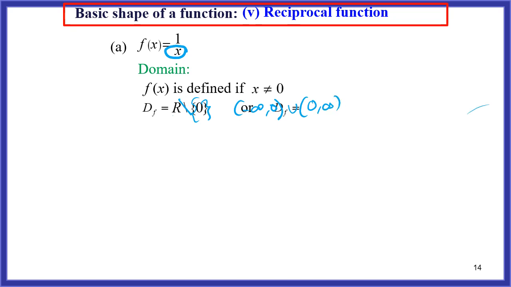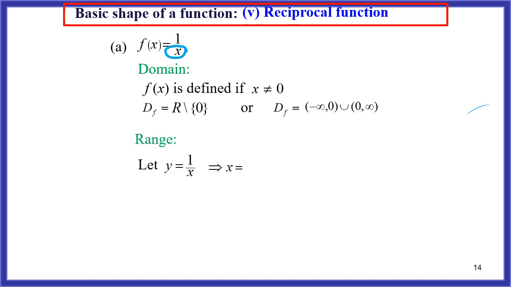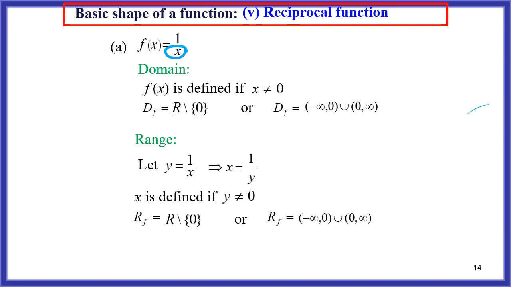Okay, so this is another method to write down the domain. Okay, so now how about the range? For the range, let y equal to 1 over x, so x is equal to 1 over y. Means that x is only defined when y is not equal to 0. So it's the same as the domain, which is a real number except for 0, or from -infinity up to 0, union with 0 to infinity, where 0 is not included.